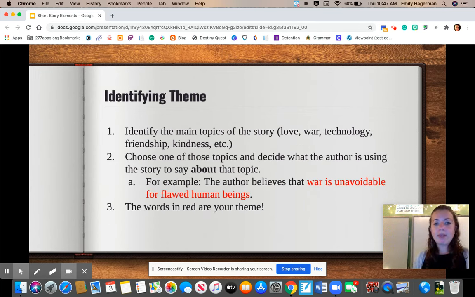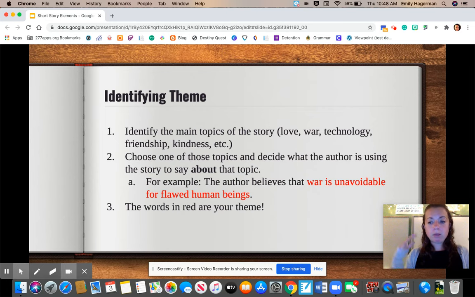In order to identify theme, we have 3 steps, and you're going to have a chance to practice that in a little bit. The first step is to identify what are the main topics of the story. Love, war, technology, friendship, kindness, something. Then you're going to choose one of those topics, and you're going to decide what the author is using the story to say about that topic. For example, you're going to complete the sentence, the author believes that. What does the author believe? The author believes that war is unavoidable for flawed human beings. Those words that are in red are your theme.